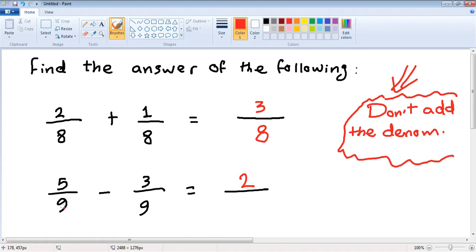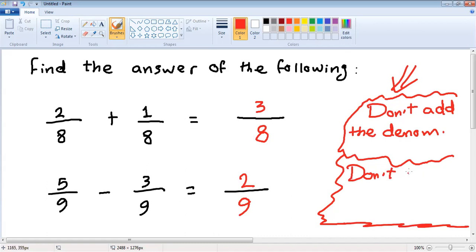Should I write 9 minus 9 is equal to 0? No. If someone did 9 minus 9 is equal to 0, it's a big mistake. I can't accept it at all. So keep the denominator as itself, 9. So the answer must be 2 ninths. 2 ninths. So here let me add another note. Don't subtract the denominators. Thank you. Welcome.